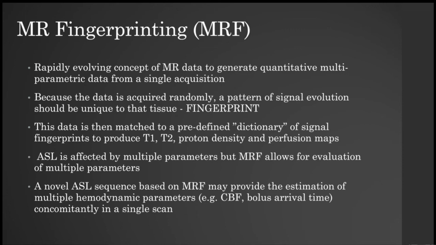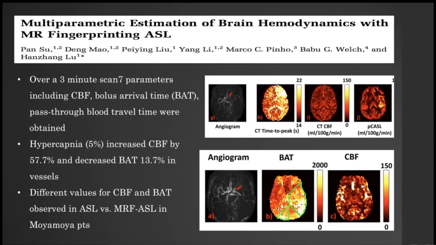CBF, cerebral blood flow, cerebral blood volume. You can do all of that in one sequence, and that's what's helping us in some of these patients and these research protocols get more information over a shorter period of time. So this is one of the papers we published on. At this point, we had about 32 patients imaged, and over a 3-minute scan, we were able to get CBF, bolus arrival time, and pass through all at the same time.